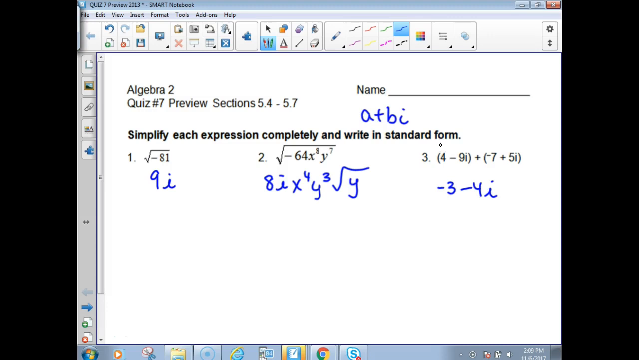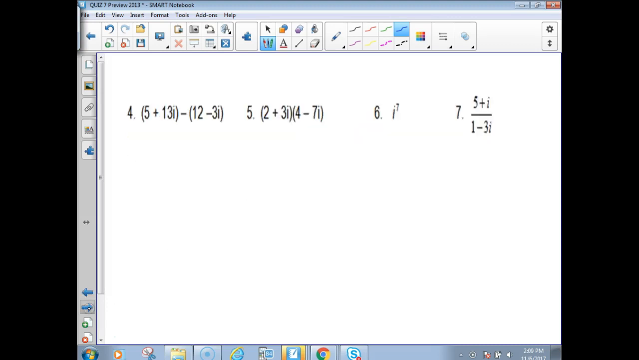Number 3, you can simply drop the parentheses because it's addition, and then combine your like terms. So you get negative 3 minus 4i. Standard form is a plus bi form. Number 4, you need to distribute the minus sign when you subtract, so be careful. You should have negative 7 plus 16i, because that is negative 7 minus 12 plus 3i.